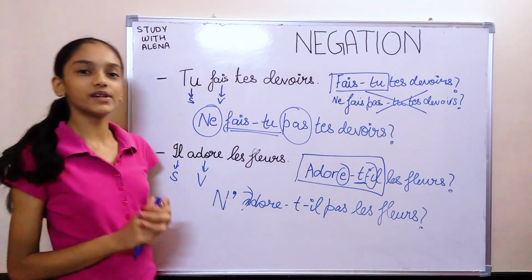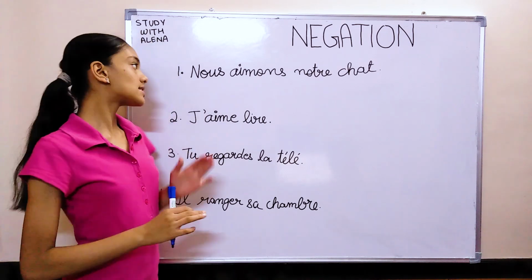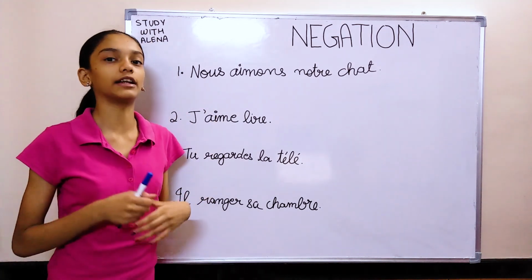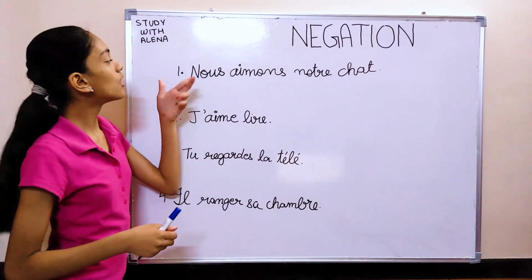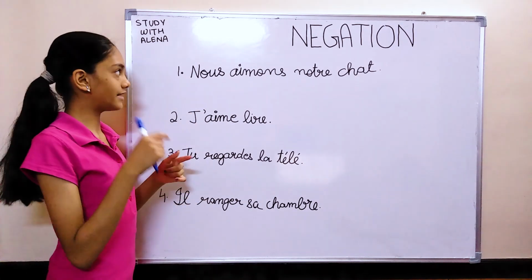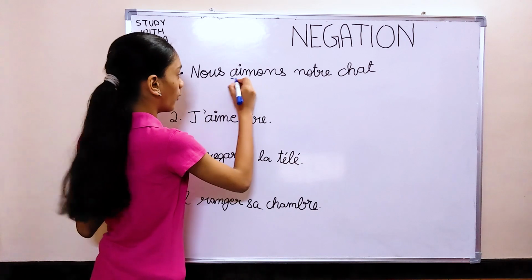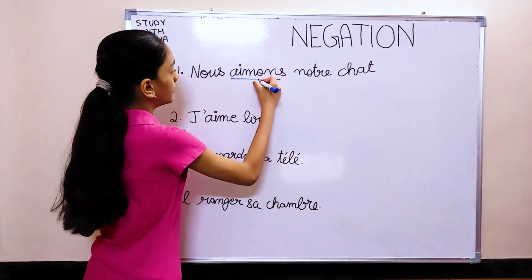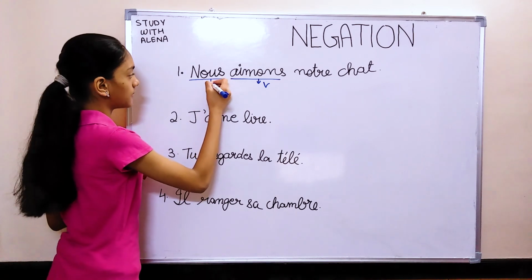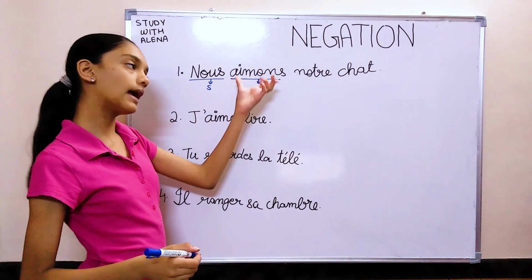And that was all about interrogation. Now let's do a small exercise. In this, we have four sentences and we will convert them into negative form. First one is, nous aimons notre chat. We love our cat. So here, the conjugated verb is aimons. Nous is the subject. So we will place the ne and pas around aimons.